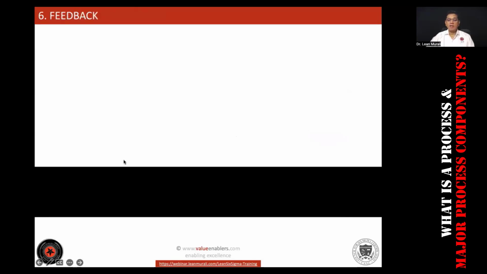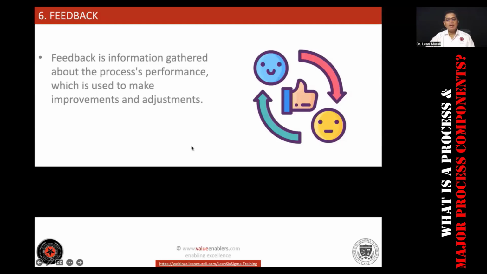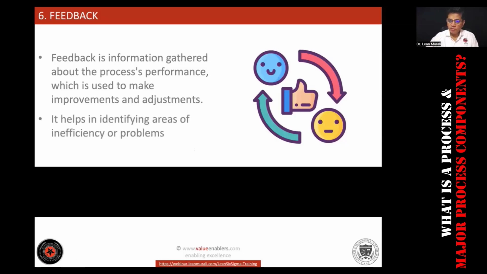Next, feedback. Of course, everybody knows about feedback, good, bad, ugly, okay, better. It is information that is gathered about the process performance, which is used to make improvements or adjustments. It helps in identifying areas of inefficiencies, problems, or areas of improvement.